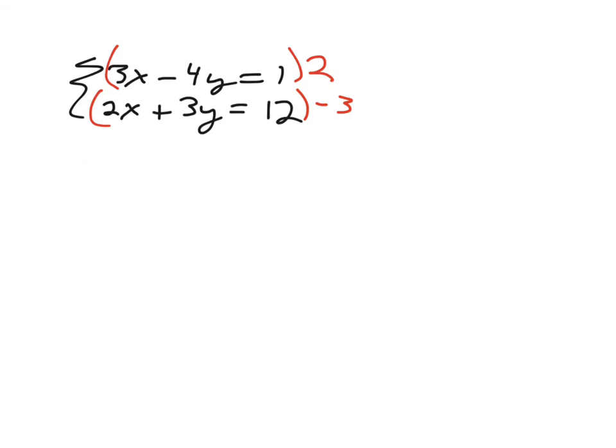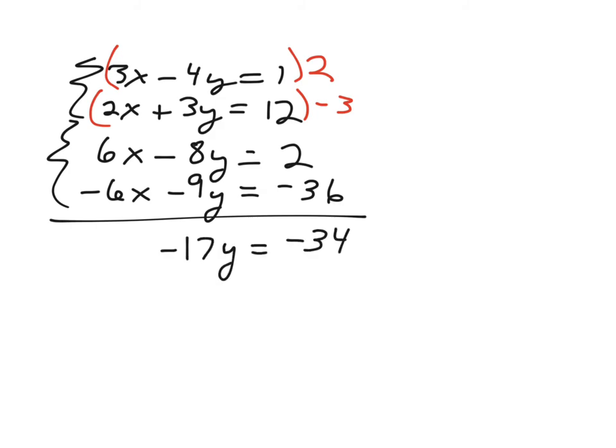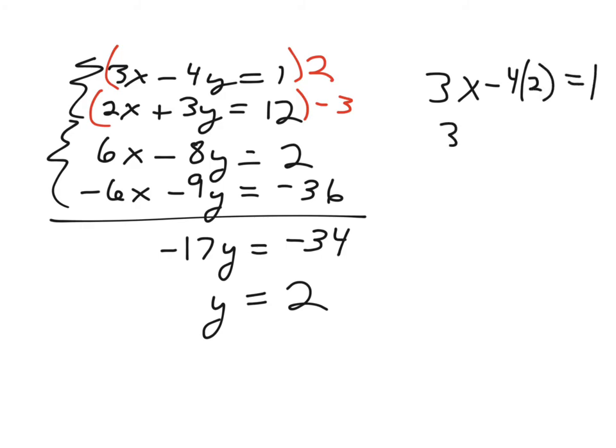If I do that, I get 6x minus 8y equals 2 and negative 6x minus 9y equals negative 36. If I add those together, I get negative 17y equals negative 34. Divide both sides by negative 17 to get y equals 2. Plug that into either one of the two equations. I get 3x minus 8 equals 1, 3x equal to 9, x is equal to 3.